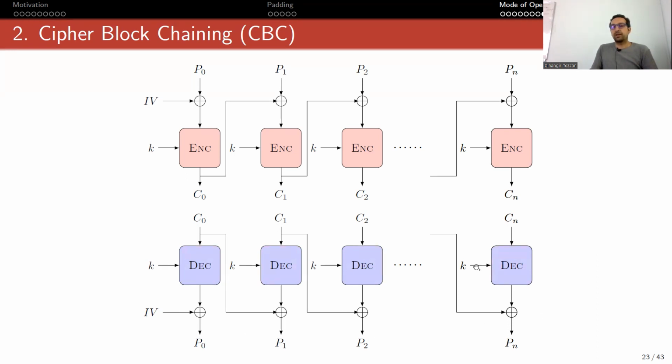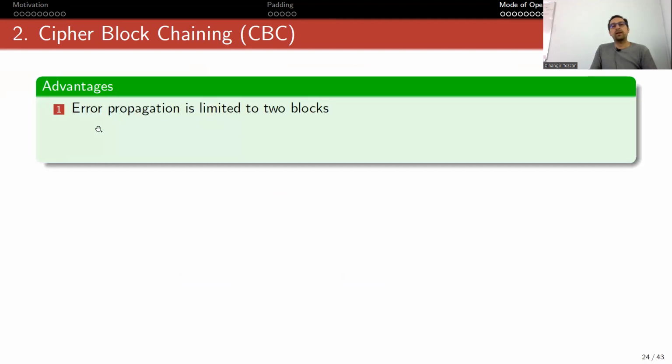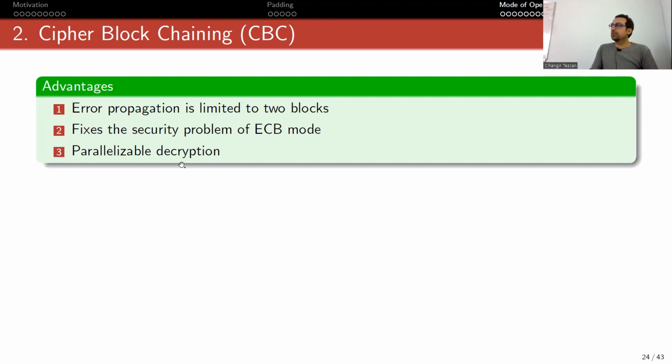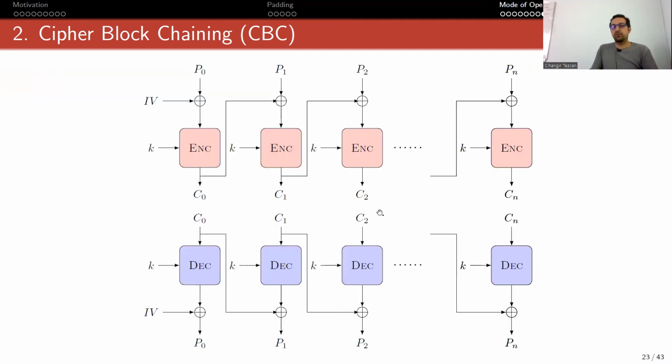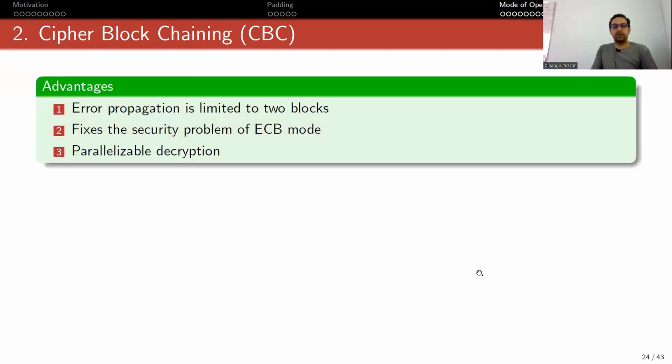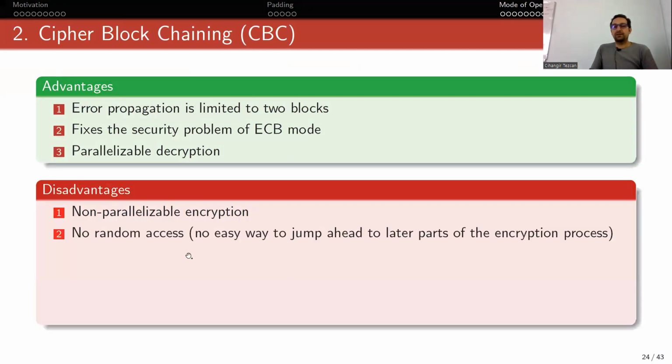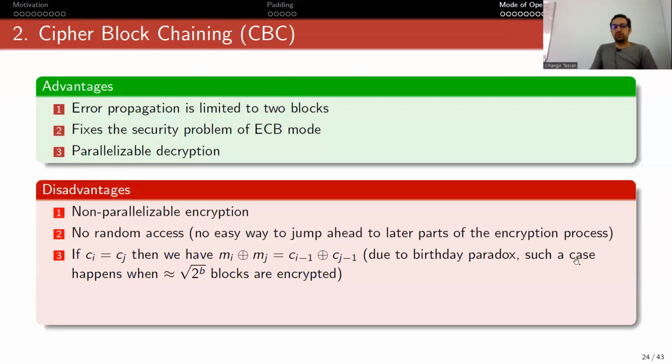And actually this has an advantage. Let's look at the advantages. Error propagation is limited to 2 blocks, right? It fixes the security problem of ECB mode. Parallelizable decryption, but not parallelizable encryption. If you look at the decryption, for instance, if you want to decrypt this, you can start decryption, and you need the XOR of this, but you already have this value. So you don't need to wait for the other blocks to be decrypted, okay? So decryption is parallelizable, but the encryption is not, okay? No random access, no easy way to jump ahead to later parts of the encryption process.